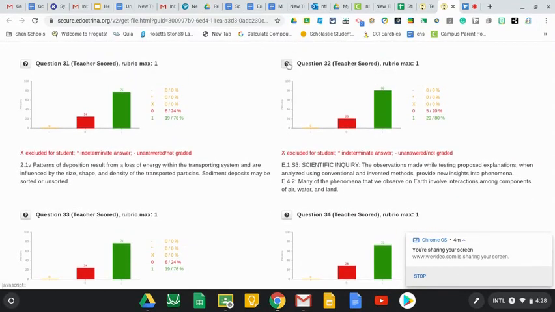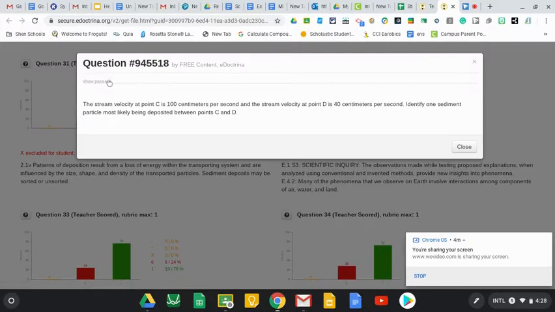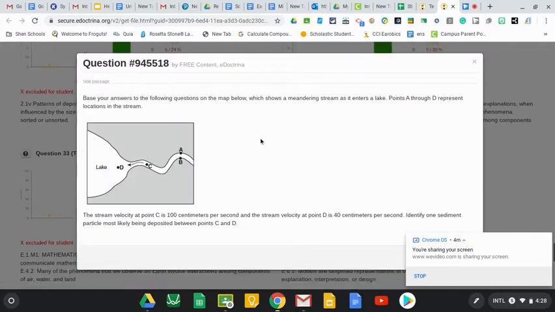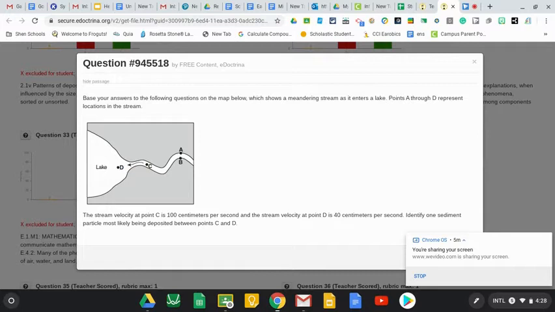Question 32. Reference table question. Some of you got fancy. The answer was just pebbles. If you said large pebbles, that is true. If you said any other type of pebbles, then that was false.